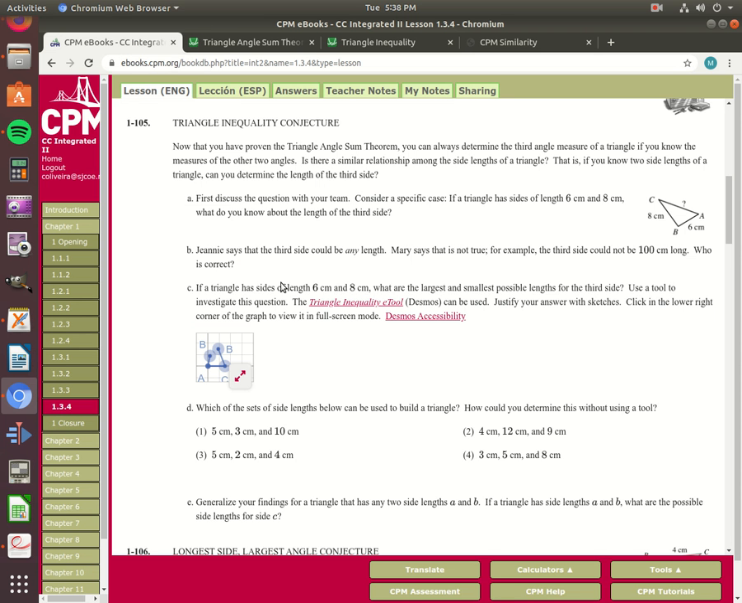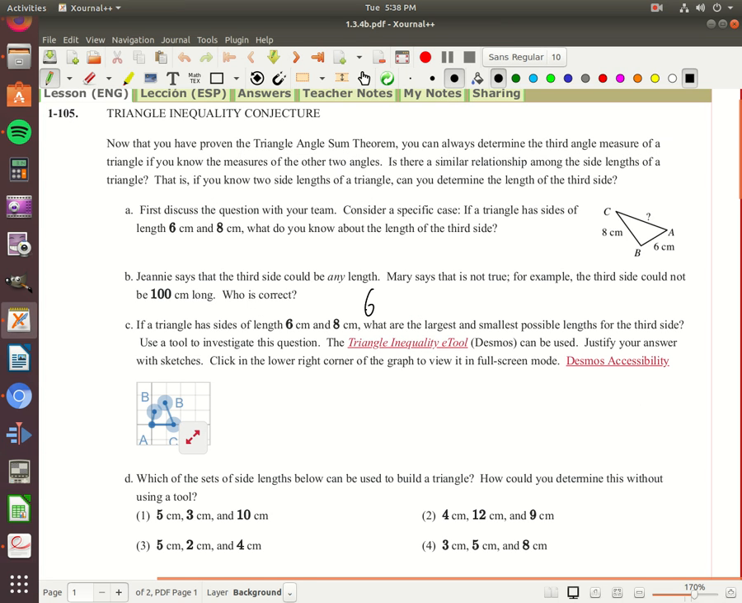Probably I won't. But we can figure out a range from the other one by adding and subtracting the two sides. So if I add 6 plus 8 and get 14, and I subtract 8 minus 6 and get 2, my range is going to be between that. Let me set this up. If I add 6 plus 8 and get 14, and I subtract 8 minus 6 and get 2, this becomes my range. My third side has to be more than 2, but less than 14. And again, I hope we saw that.